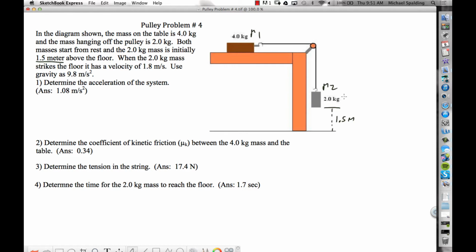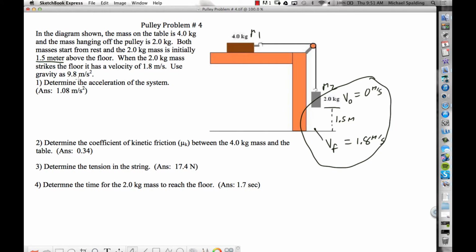What else do we know? It starts at rest. V initial is 0 meters per second. And then we're given the velocity when M2 strikes the floor. V final is 1.8 meters per second. So, does that sound like information pertaining to forces or to kinematics? This information right here, that's kinematics.